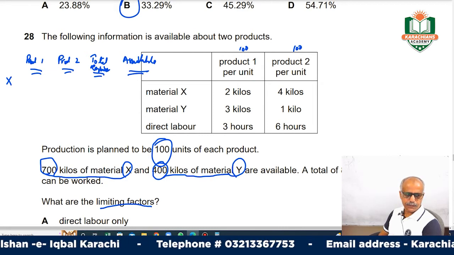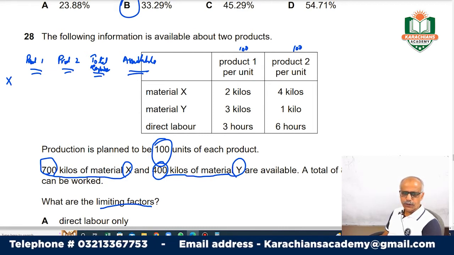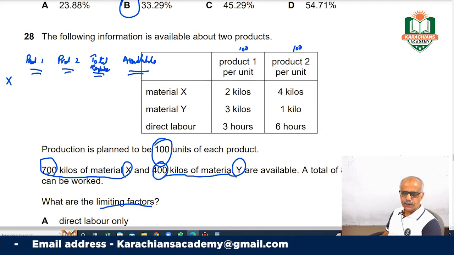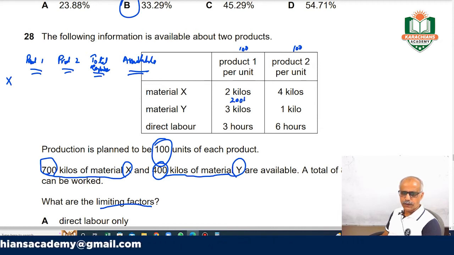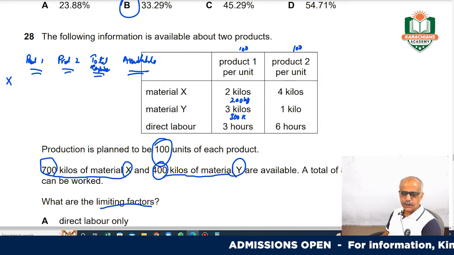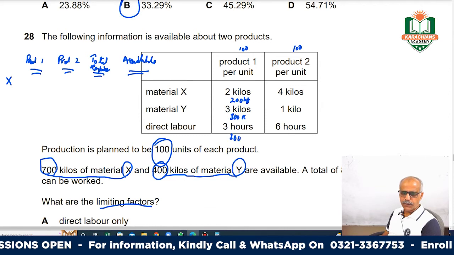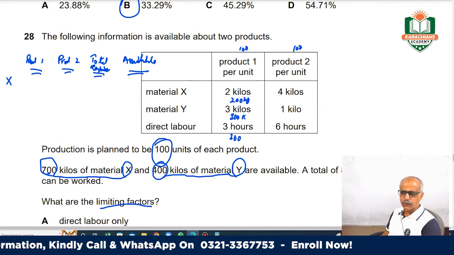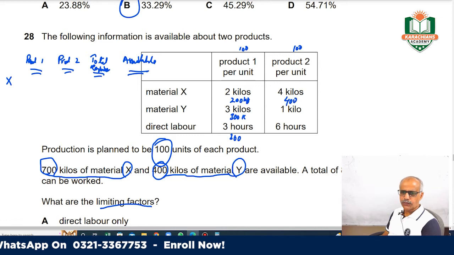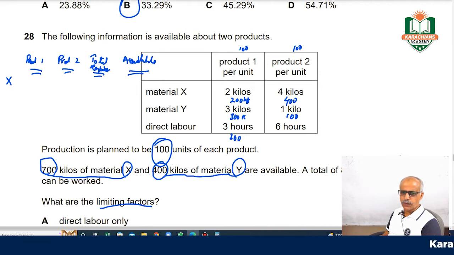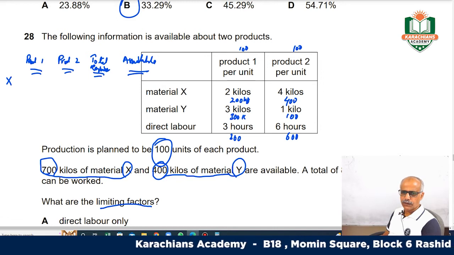2 kilos into 100 units equals 200 kilos. 100 into 3, 300 kilos, and labor 100 into 3, 300 labor hours. Likewise 100 into 4, 400 kilos of material X, 100 into 1, 100 kilos of material Y, and 100 into 6, 600 hours. These are your calculations.